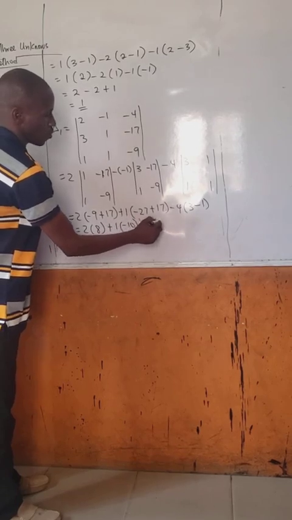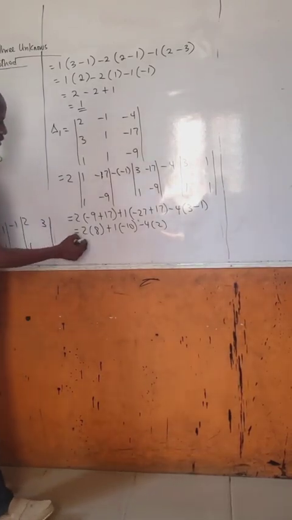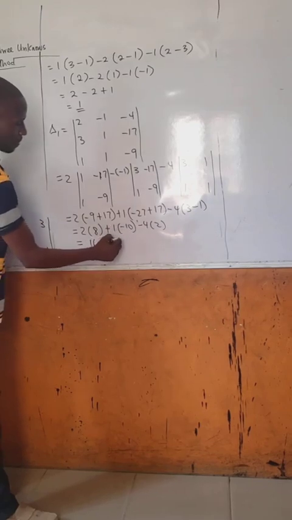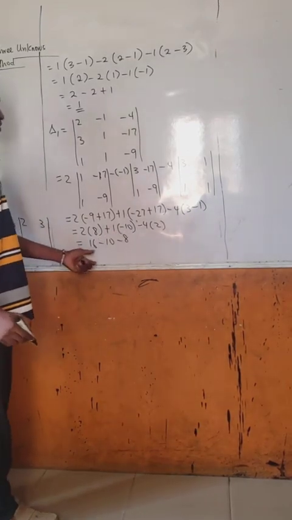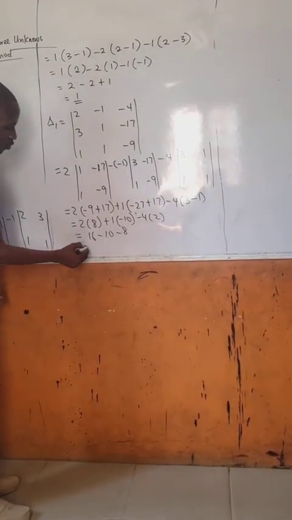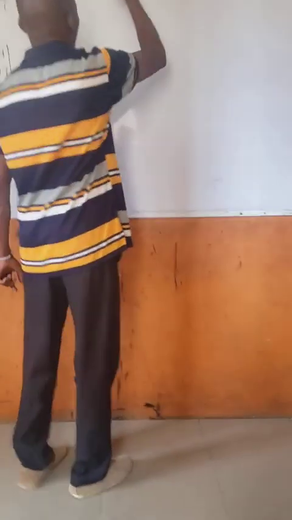Minus 4 times 2, 3 minus 1, that gives us 2. So 2 times 8 is 16. Minus 10 minus 8. So 16 minus 10 gives us 6. 6 minus 8 gives us minus 2. So let's find delta 2.